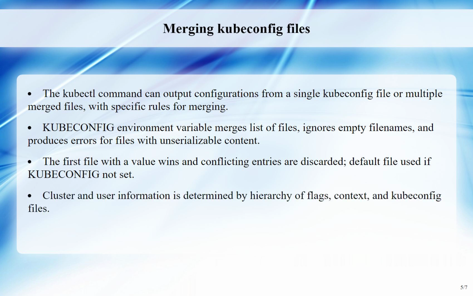The cluster and user information is determined based on the first hit in the chain of command line flags, context, and merged kubeconfig files. The actual cluster and user information to use is determined based on a hierarchy of command line flags, context, and merged files. Only one authentication technique per user is allowed, and default values are used for any missing information. In some cases, authentication information may need to be prompted for.